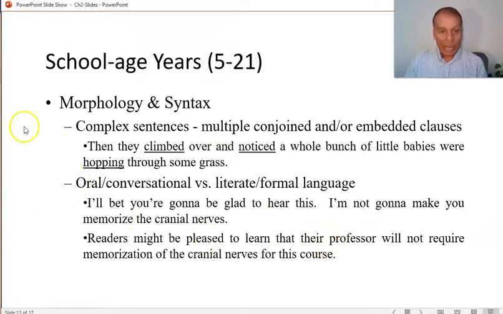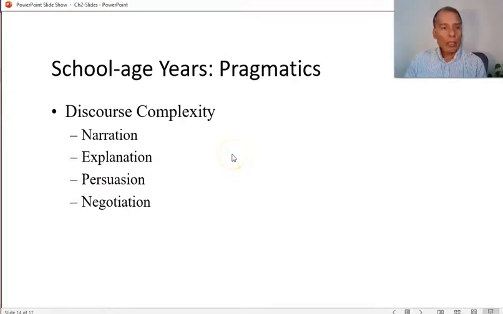Morphology and syntax, I'm going to ask you to review these. They are straightforward. I'm going to comment or add if I see it necessary. The school age years, definitely pragmatics. It continues to grow throughout the school years, and pragmatics emerges at birth. The interaction between the child and the caregiver continues. We use it to regulate our social communication, and we make it more and more sophisticated throughout our life.